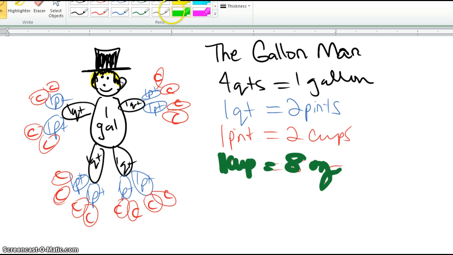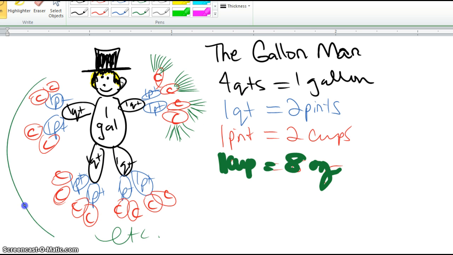All right, and so then the last thing we have is ounces. So there's 8 of these. 1, 2, 3, 4, 5, 6, 7, 8. And then we could do etc. for all of those guys.